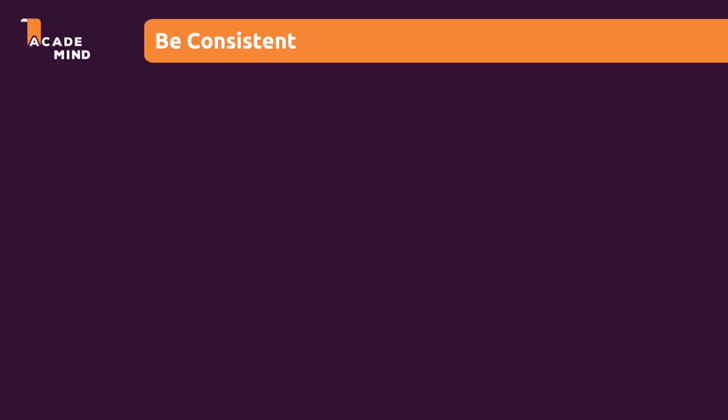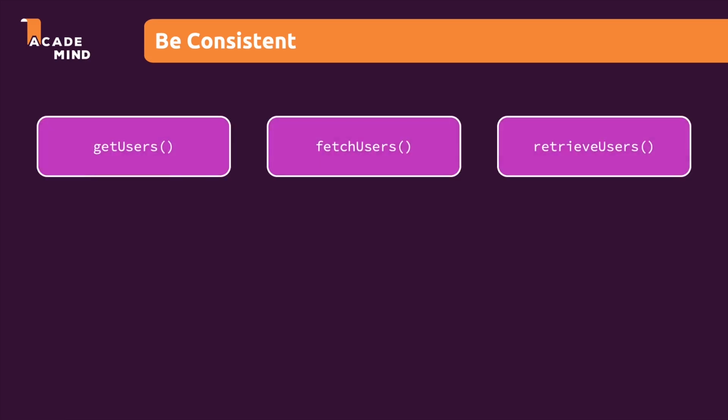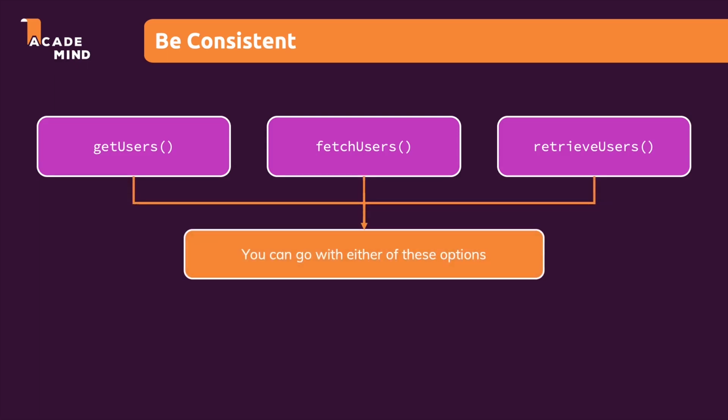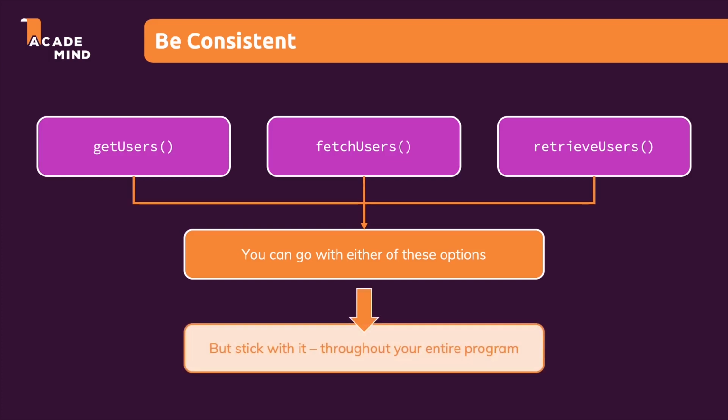stay consistent when naming things. For example, let's say you are writing a function which retrieves some data, let's say a list of users. You could name that function getUsers, fetchUsers, or retrieveUsers. They all kind of describe the same thing, and all three names would be fine. You can go with either of these options, but then stick with it. Be consistent. Throughout your entire program, always use the same pattern.